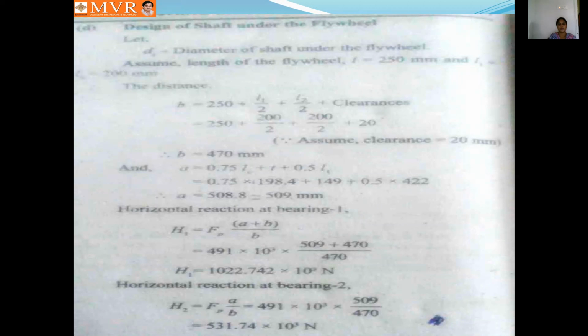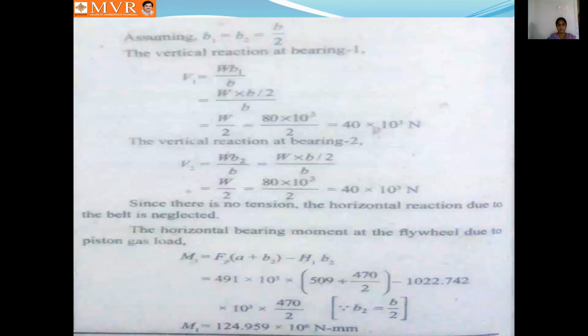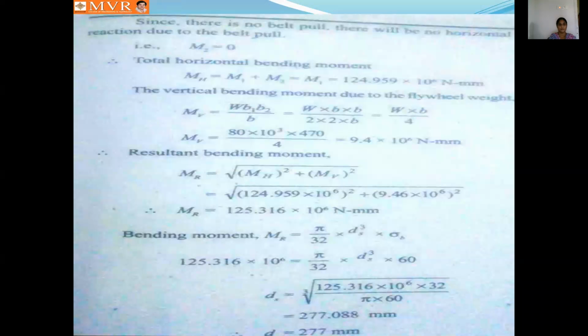In the design of the shaft, you will find it depending upon the reactions of the crankshaft. How will you find out the reactions? B is equal to 250 plus L1 by 2 plus L2 by 2 plus clearance. Like that, you will find out the horizontal reaction at bearing 1 and the horizontal reaction at bearing 2. Automatically you will find the vertical reactions at bearing 1 and 2. Next you will find out the total horizontal bending moment with respect to the resultant bending moment. MR is equal to the square root of MH square plus MV square.